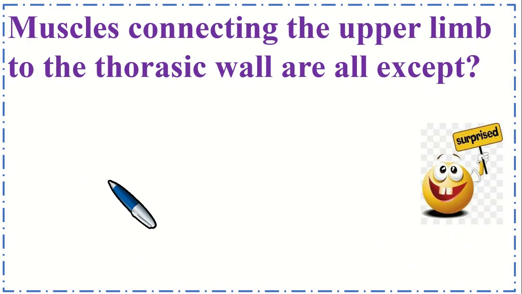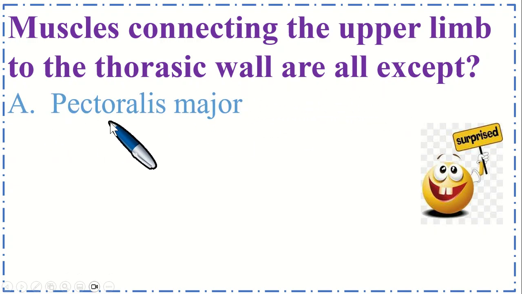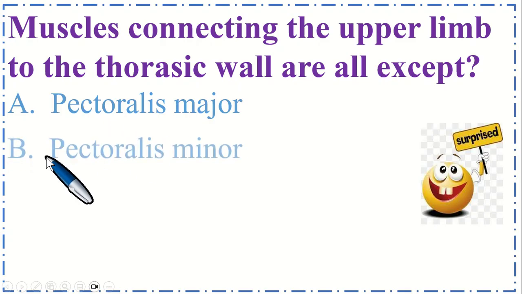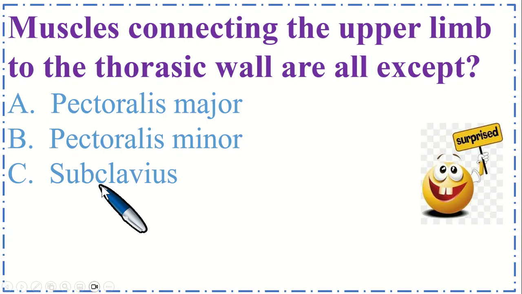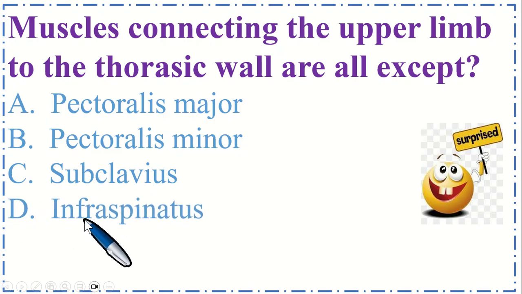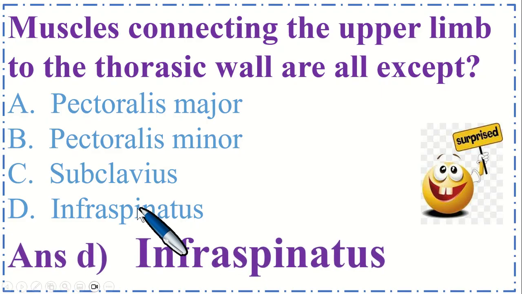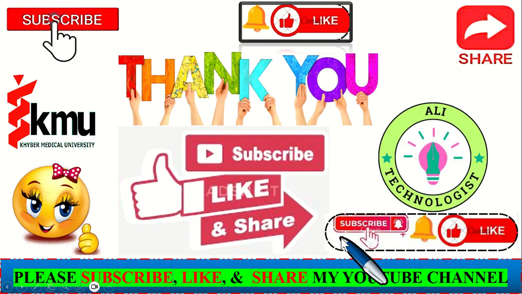Dear students, this is the last MCQ. Muscles connecting the upper limb to the thoracic wall are all except: option A, pectoralis major; B, pectoralis minor; option C, subclavius; and option D, infraspinatus. So the correct option is D, infraspinatus.